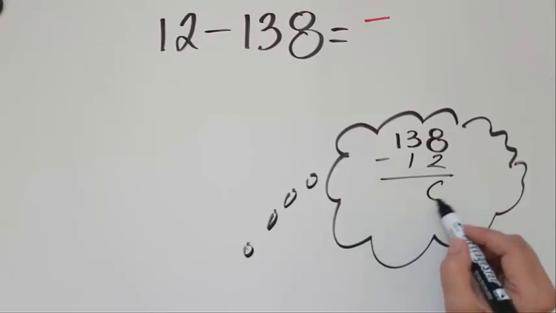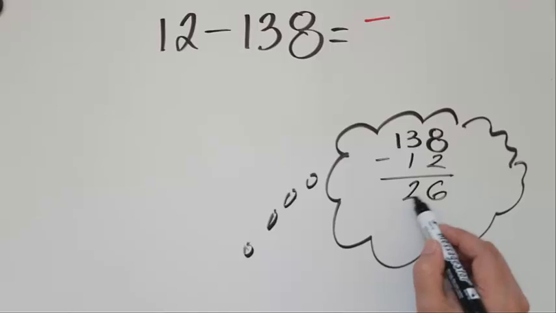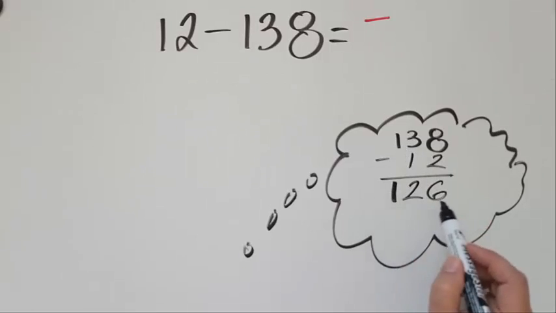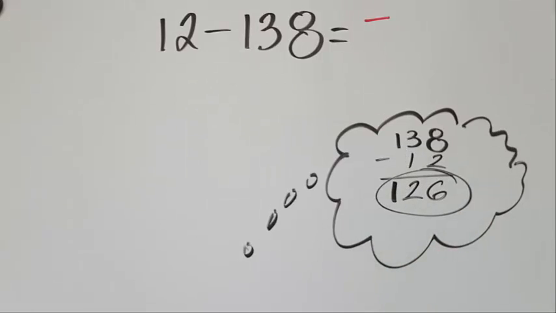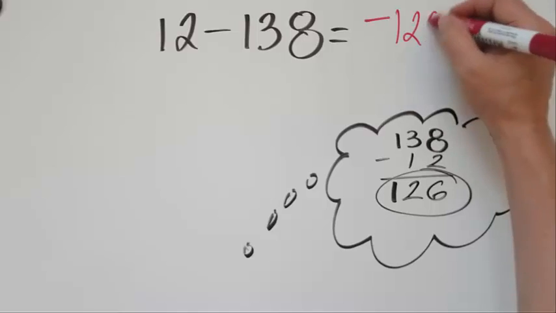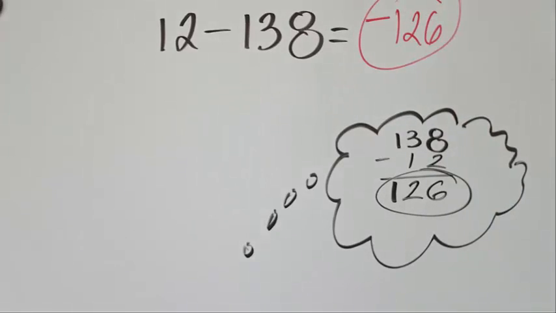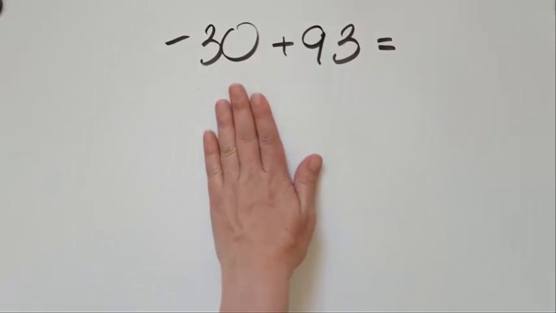8 minus 2 is 6. 3 minus 1 is 2. 1 minus nothing is 1. I still owe a lot of money, $126. So I owe, it's a negative, still owe $126. So let's do negative 30 plus 93.